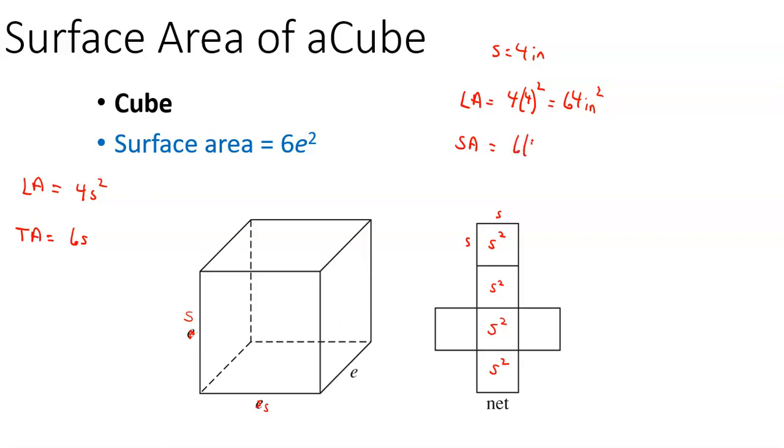So 6 that are each 4 squared would be 6 times 16, which is 96. And again, square inches, because you're measuring an area. Area is measured in square units. So the cube is the easy one. All 6 faces are the same. If you want the lateral surface area, include 4 of them. If you want the total surface area, include all 6 of them.